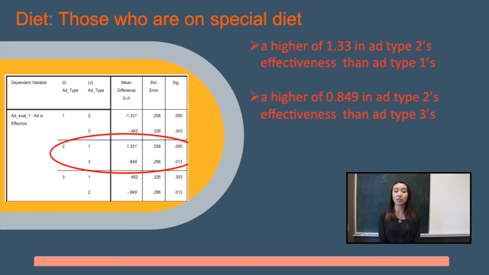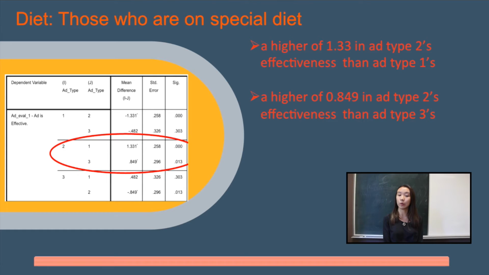The ANOVA results suggest that those who have a special diet would rate ad type 2 a higher 1.33 score in effectiveness than in ad type 1, and a higher 0.04 than in ad type 3. For those who are not on a special diet, the ANOVA test suggests similar results.